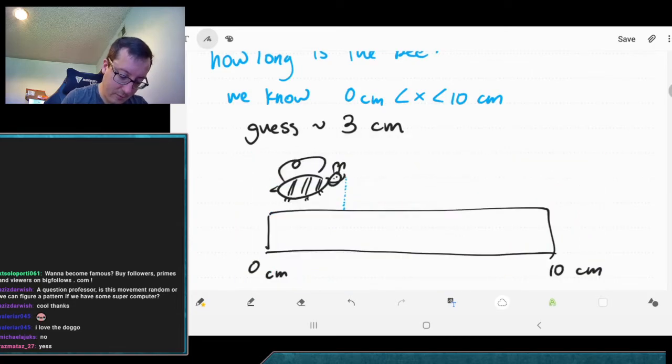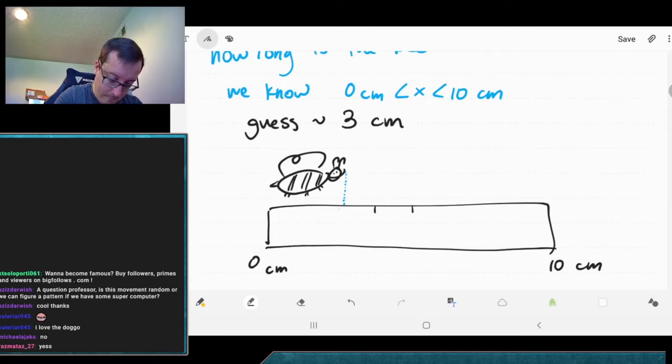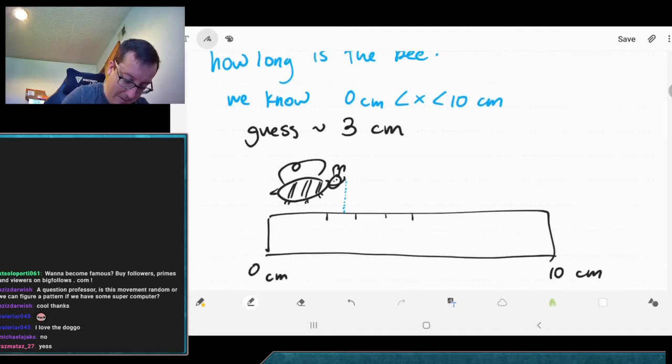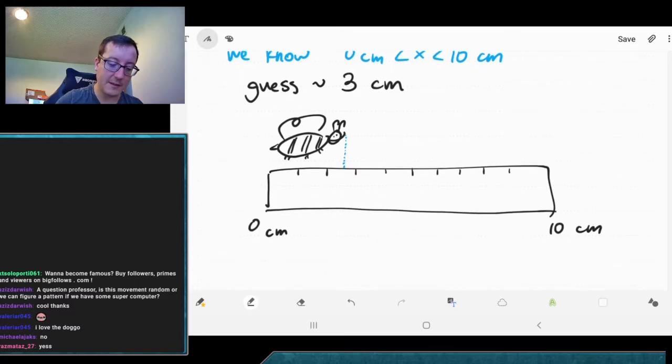Let's say now our ruler has, okay, I'm going to try and do this as good as possible. Oh no, that's only 4. Okay, let me try again. Drawing rulers is tough. Though I guess I don't have to be that good at this. That's about right. Good enough. So now my ruler is slightly less crappy.